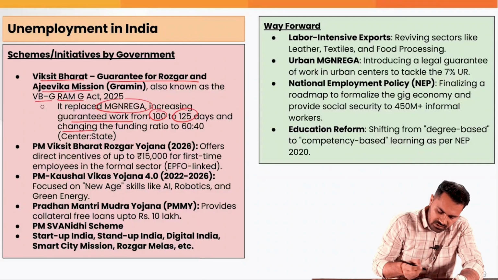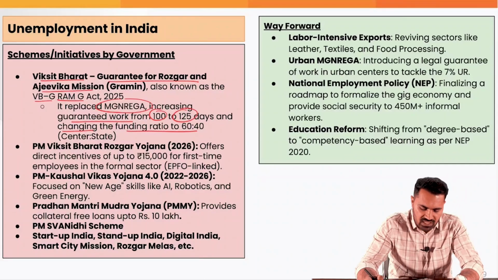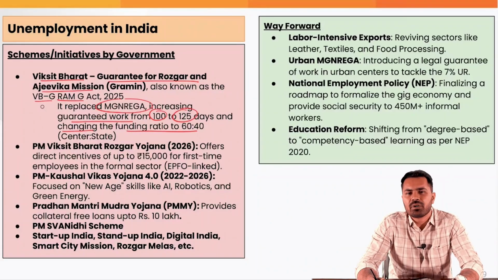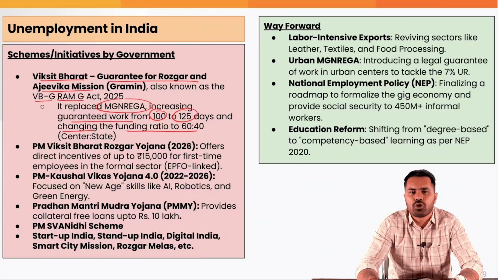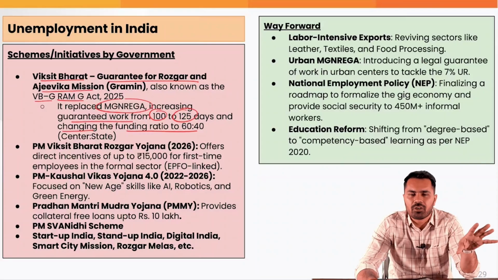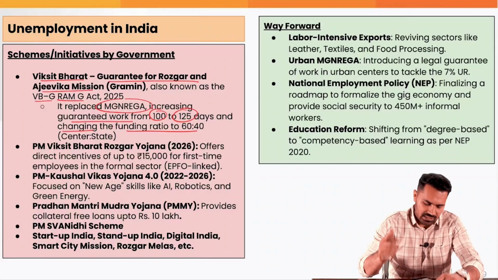And changing the funding ratio to 60-40. Earlier, largely the funding was provided by the center. The wages of people who are unskilled and doing work were largely given by the center, but now the share of states has also been included. 60% will be given by the center, 40% by the states.